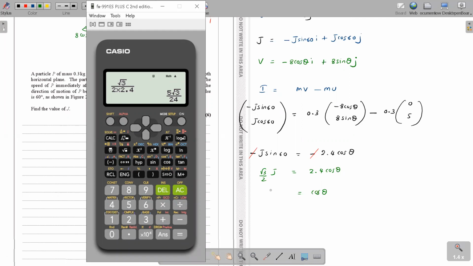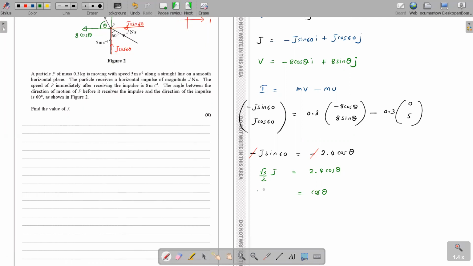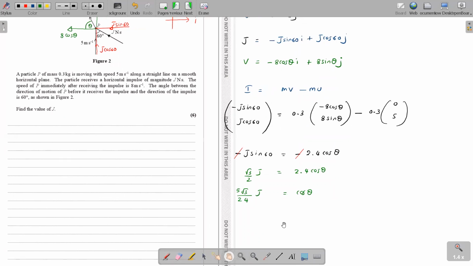Can you guys see the calculator here? The way I typed, the 2.4 comes to the denominator. Can you see? 5 root 3 over 24. And don't forget the j. The next thing you do is, now you need to find the value of j. Your task is to find the value of j.